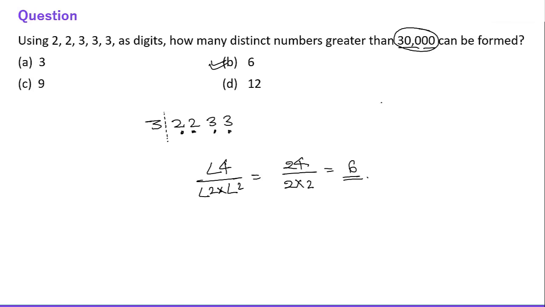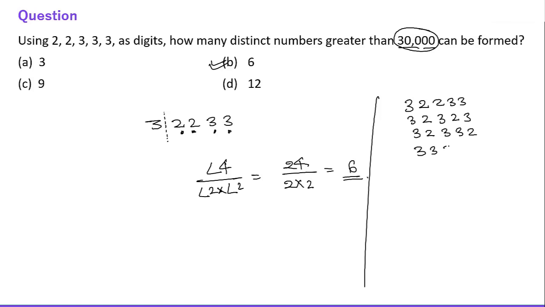If you want me to write the 6 numbers, I can also write those 6 numbers. So 3, 2, 2, 3, 3. Then 3, 2, 3, 2, 3, then 3, 2, 3, 3, 2, right? And then 3, 3, 2, 2, 3, then 3, 3, 2, 3, 2, then 3, 3, 3, 2, 2, right? So these are the 6 numbers which can be formed.